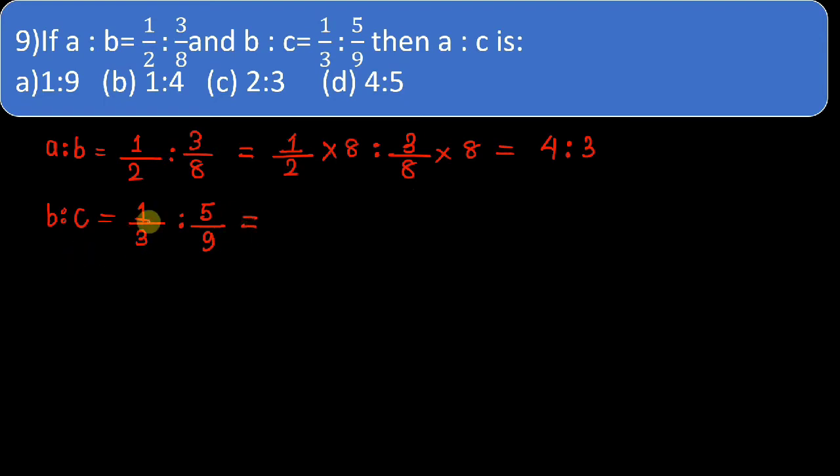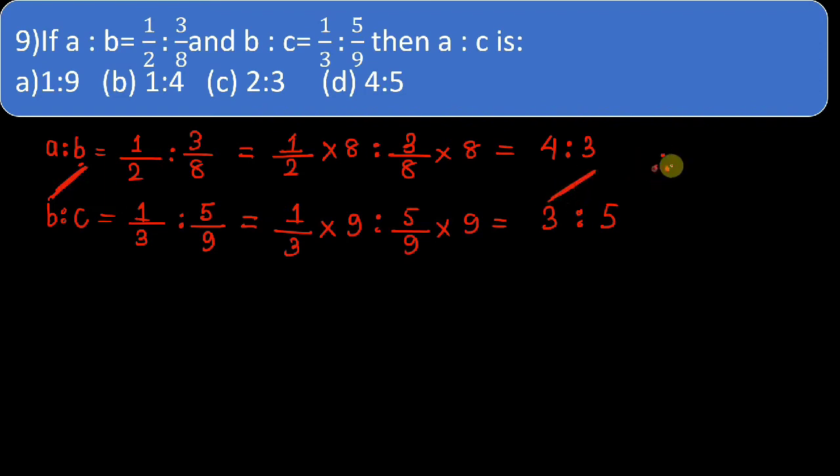Next, in the similar manner we have to convert these fractions into number form. So we have to multiply with their respective LCMs. The LCM of 3 and 9 is 9. So we have to multiply with 9. Now we are multiplying this with 9, we get the respective values of ratio of b is to c is 3 is to 5. As you can see, b is common to both. So we have to make b equal. Here already b is equal. So we can say that the ratio of a is to c is 4 is to 5. So the correct answer is 4 is to 5. That is option D is our correct answer.